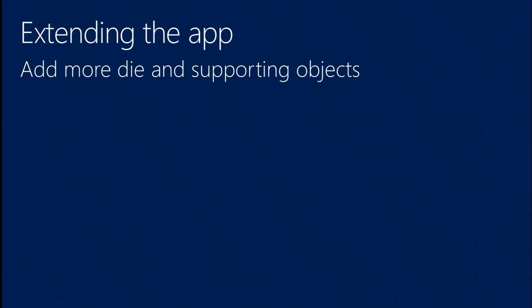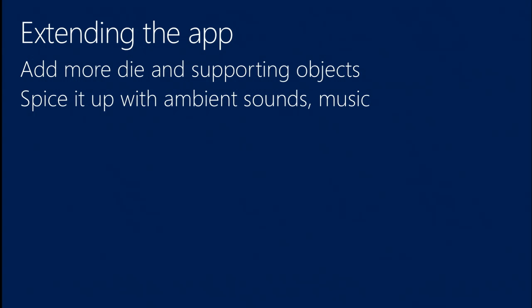So how do you extend the app? We could add more dice and supporting objects, a table, a bumper. Again, we're showing probability. You'd probably have some support text, some explanatory lessons, things like that pop in, add some context. You can spice it up with ambient sounds and music, and increase interactivity. Maybe you shake the thing, but don't make it fake, right?